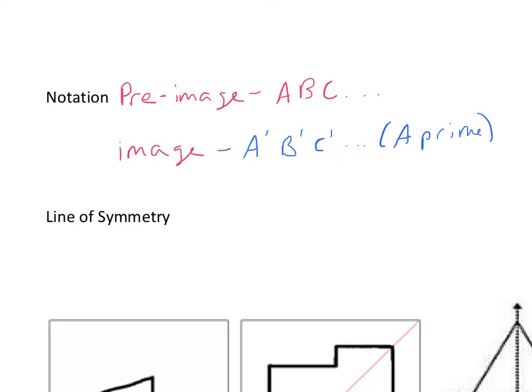And sometimes you do more than one transformation, which means you would slide it and then rotate it, or you do more than one thing to it, which would give you a double prime notation. Just showing that after the first movement you have A prime, after the second movement you would have a double prime.